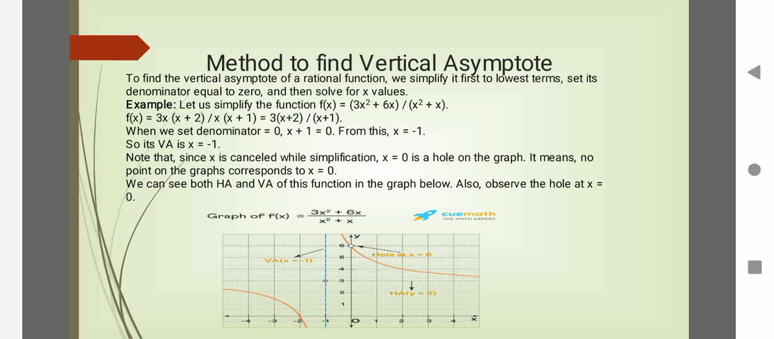So there is a note that since x is cancelled during simplification, x is equal to 0 is a hole in the graph. Because there is no value for x is equal to 0, there will be a hole in the graph corresponding to x is equal to 0. We have drawn that graph. Here you can see there is the hole for x is equal to 0.